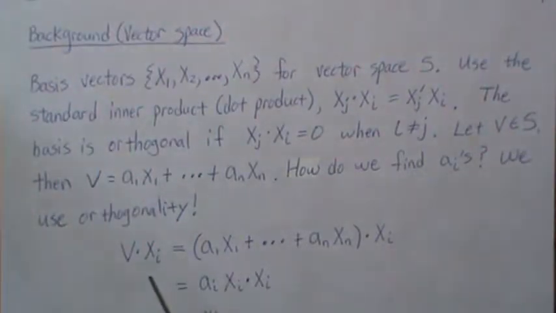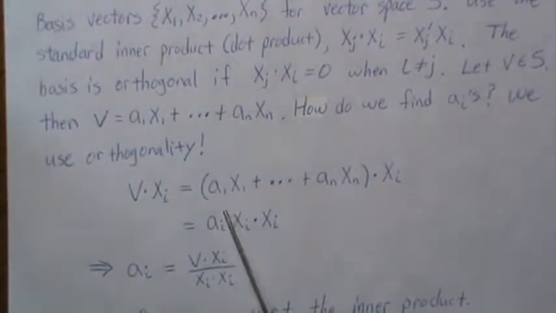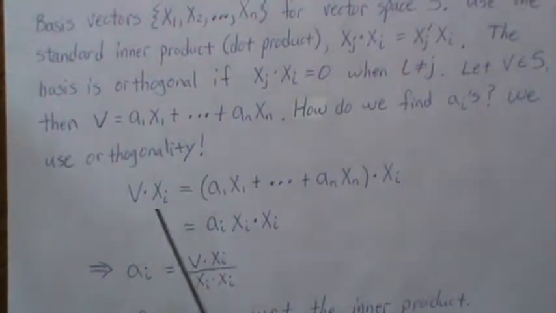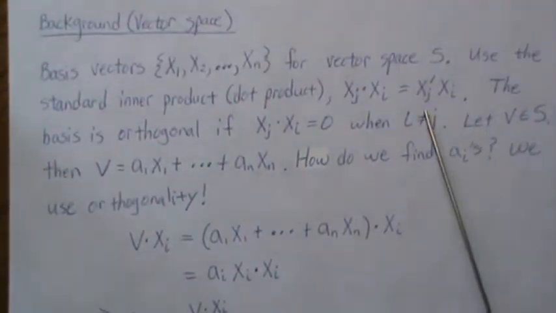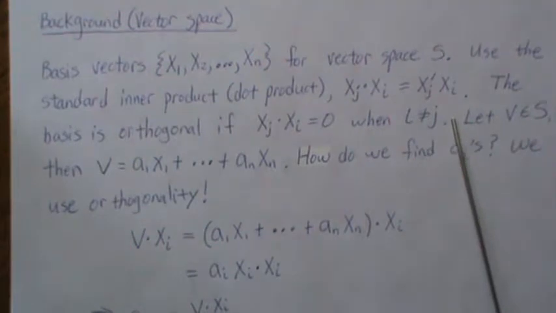If we divide that to the other side, we get the ith coefficient, and we can repeat this with each vector in the basis and solve for each AI. It should be noted that the solutions for these AIs are with respect to this inner product, because we developed this inner product so that these basis vectors are orthogonal.